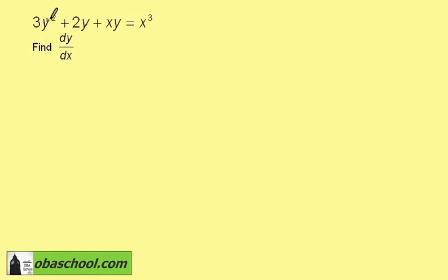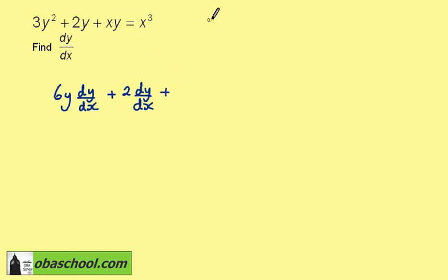If we differentiate right through with respect to x, 3y squared will give us 6y dy/dx. Differentiating the 2y just gives 2 dy/dx.